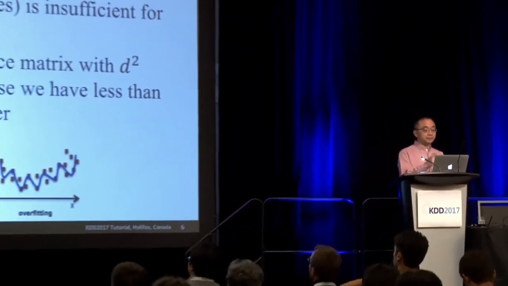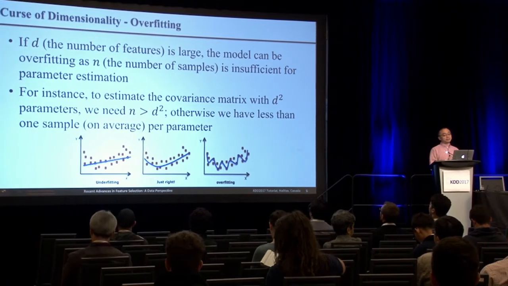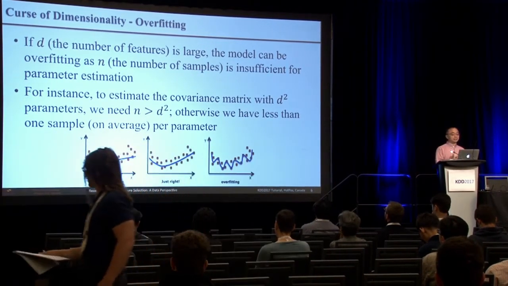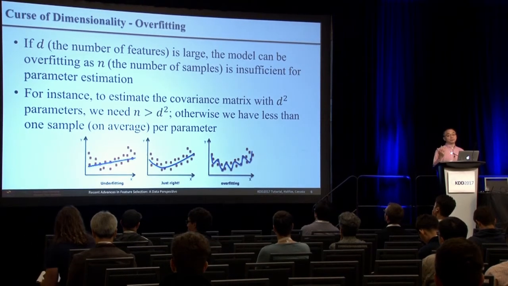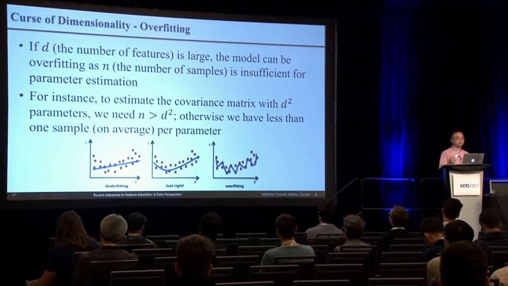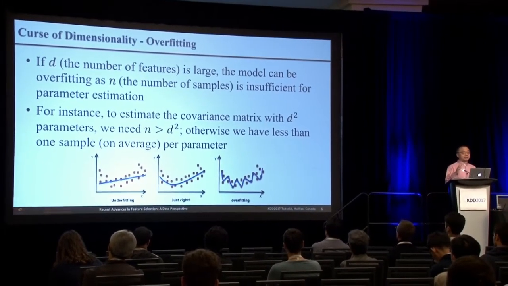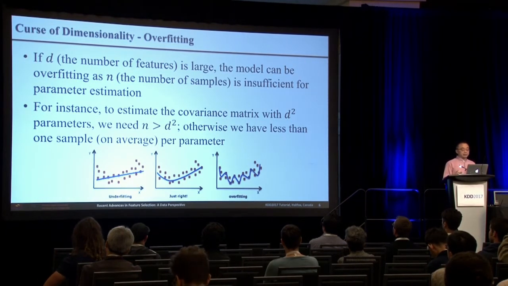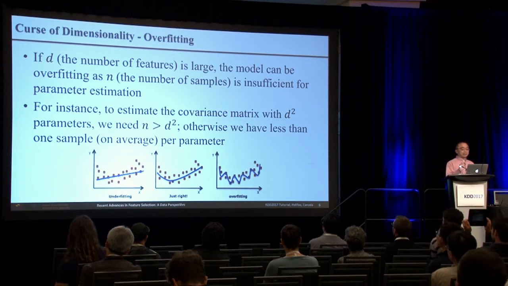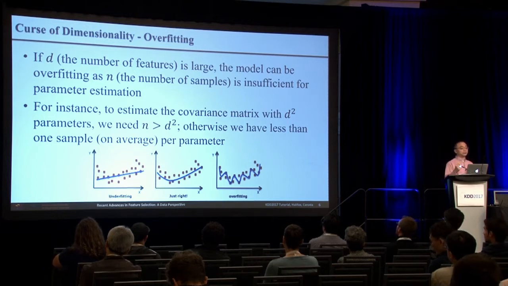All right, curse of dimensionality. One consequence of curse of dimensionality is overfitting. So let's say we have number of features D, assume it's large. Then the model can overfit the data. We have n samples and D dimensionality. If D is very large and we don't have enough data, then there's a potential for you to overfit.